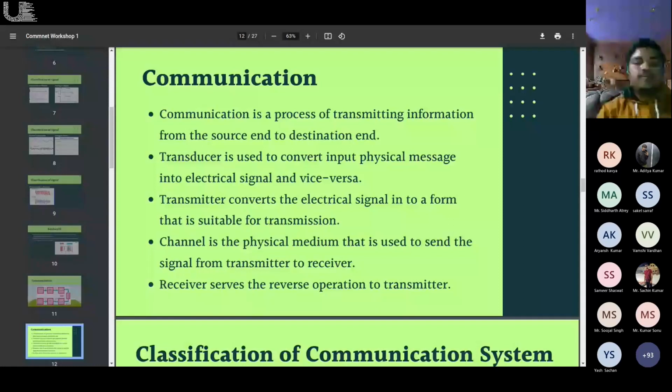So channel, what is a channel? The channel is the physical medium that is used to send the signal from transmitter to receiver. So the channel is the medium, just a path. The receiver performs the reverse operation of the transmitter. So what does the receiver do? It just reverses the process which is done by the transmitter.